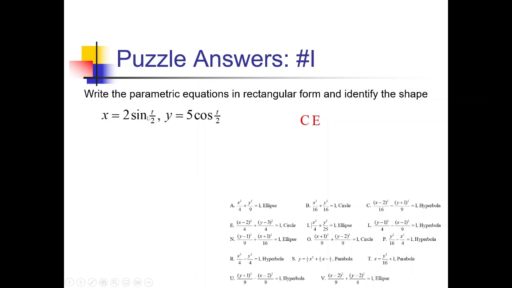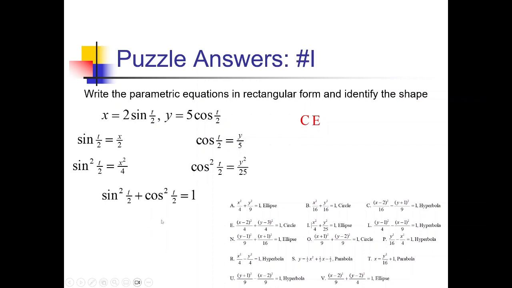For this problem, we're back to the trig functions, so back to our old strategy of isolating and squaring them. First one, we can divide by 2, so x over 2 equals the sine, and then squaring both sides, we have sine squared equals x squared over 4. For the next one, let's divide by 5, and then square both sides, so we have cosine squared equals y squared over 25. Again, using sine squared plus cosine squared equals 1, we have x squared over 4 plus y squared over 25 equals 1.